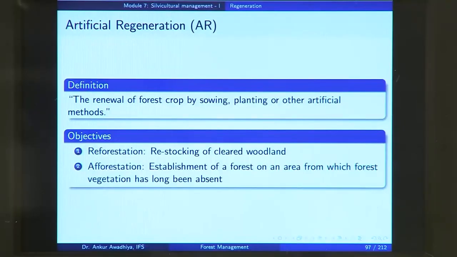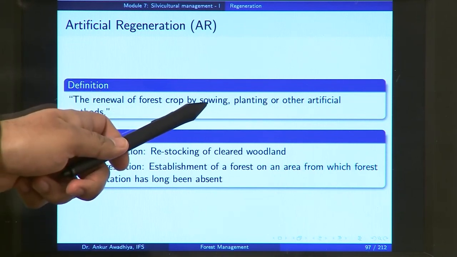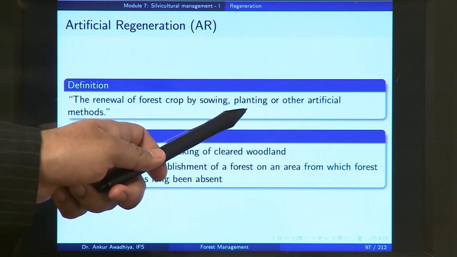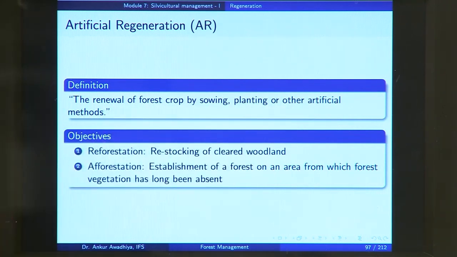The third kind of regeneration is artificial regeneration, or AR. It is the renewal of forest crop by sowing, planting or other artificial methods. So, you are trying to renew the forest by direct sowing of the seeds, by planting your saplings or by other artificial methods. The objectives here can be reforestation or afforestation. Now, reforestation is restocking of the cleared woodland, and afforestation is establishment of a forest on an area from which forest vegetation has long been absent.